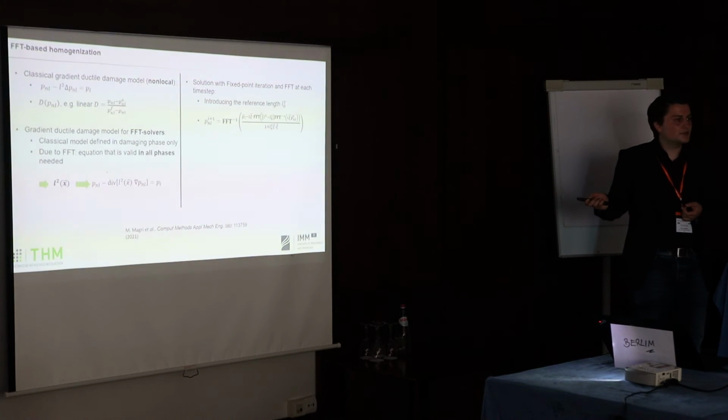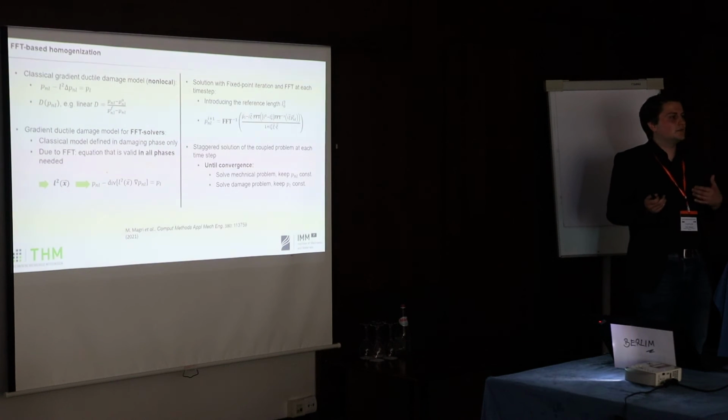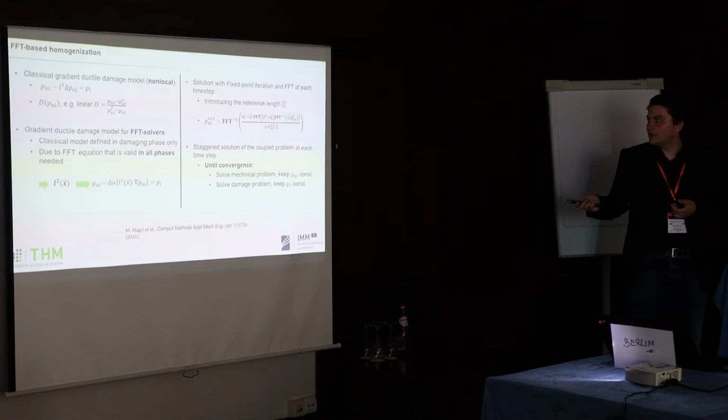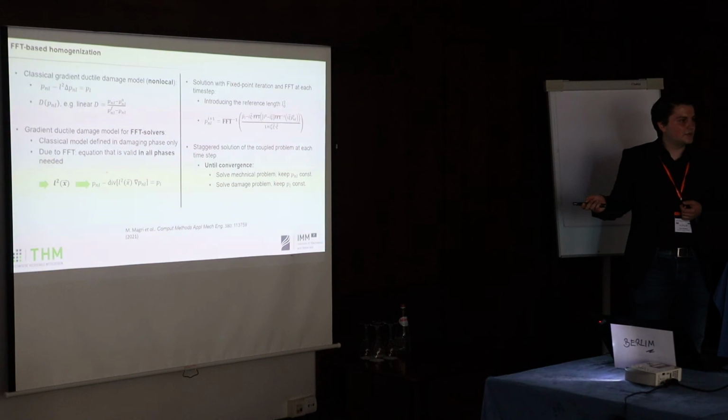So we have here the inverse Fourier transform for the next iterate of this term here, and we have the Fourier transform of the local effective plastic strain and of the non-local plastic strain of the previous increment. I is the imaginary unit, and xi is the frequency vector in this case. So it's a coupled problem. We have a damage problem and we have a mechanical problem. The coupled problem at each time step is solved using a staggered approach. So we solve the mechanical problem, keep the non-local effective strain field constant, and then solve the damage problem.